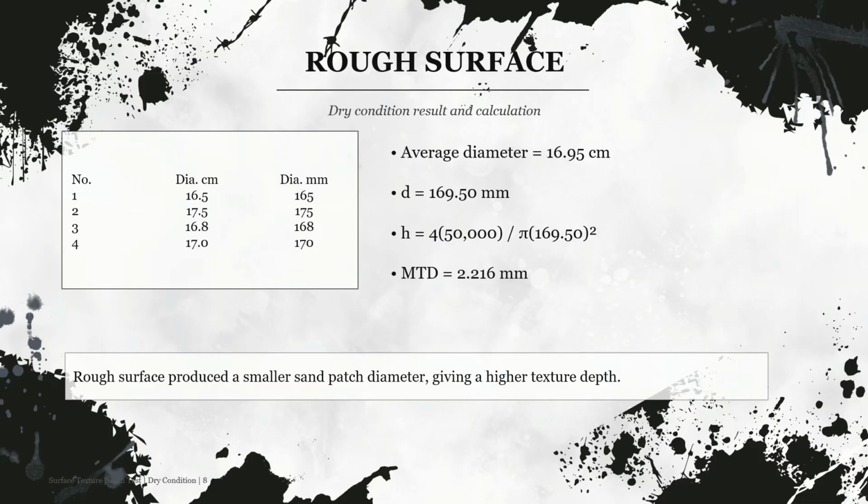For the rough surface, the diameter readings were 16.5 cm, 17.5 cm, 16.8 cm, and 17 cm. The average diameter was 16.95 cm, which is equal to 169.5 mm. The MTD was 2.216 mm. The rough surface produced a smaller sand patch diameter, which means the sand filled deeper surface voids. Therefore, the rough surface has a higher texture depth.